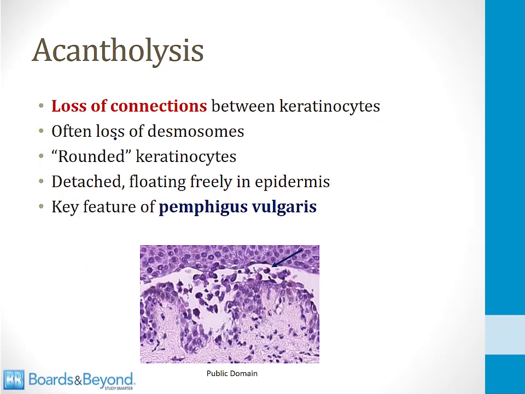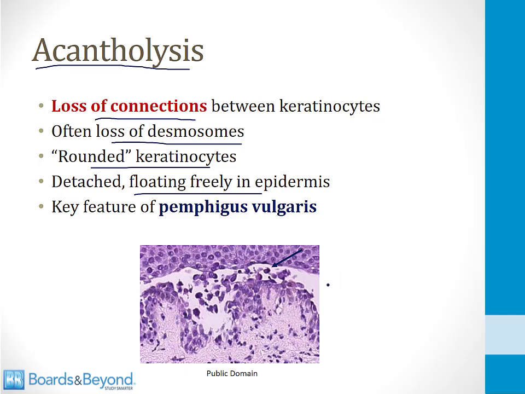Let's talk briefly about the pathologic process called acantholysis. This refers to a loss of connections between keratinocytes. Often it involves a loss or some damage to the desmosomes that link keratinocytes together. What you see histologically are rounded keratinocytes that are detached and freely floating within the epidermis.